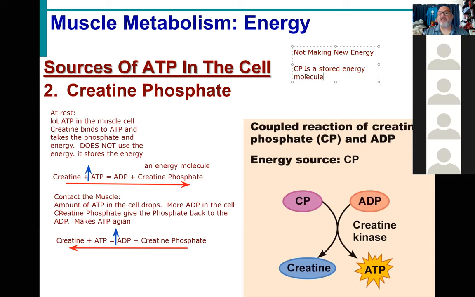This is stored energy. It is a much more stable stored energy molecule. So we have about three times as much creatine phosphate inside of a muscle cell than we have ATP, but it's still just stored energy. We're not making new energy, right? Just like taking money out of your savings account doesn't make more money, you're just taking it out of storage. Eventually, once you use that up, you need to get a job and you need to make more money. And the same thing happens here. This creatine phosphate, like that ATM card, is a quick and easy way to get access to the energy, but it's not making new energy. So once this stored energy is gone, then we definitely are going to have to start making new.